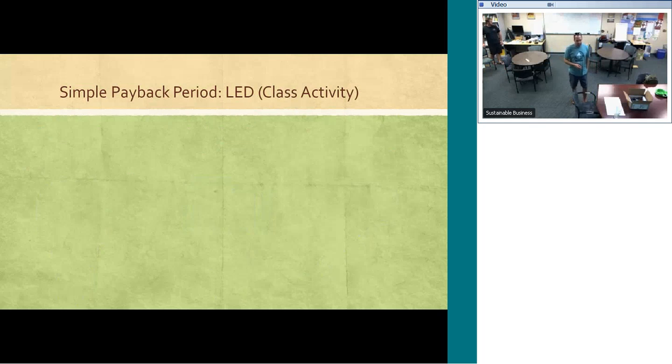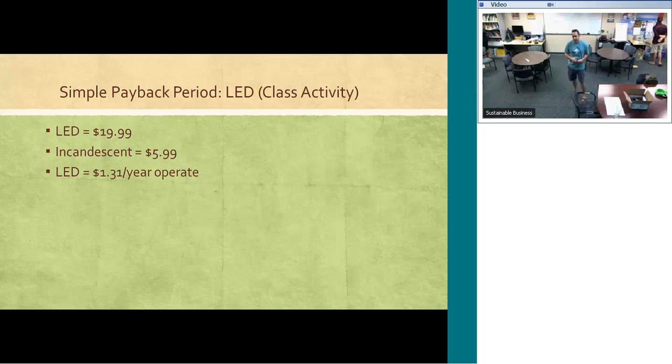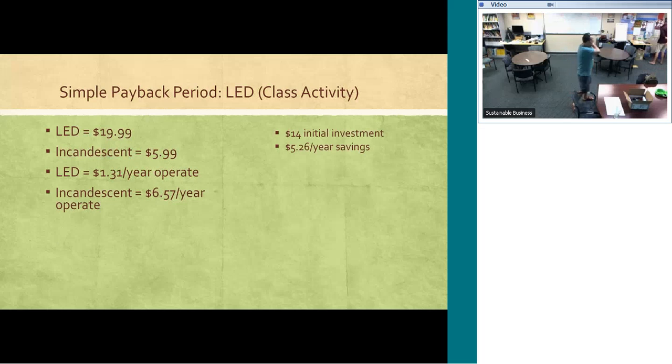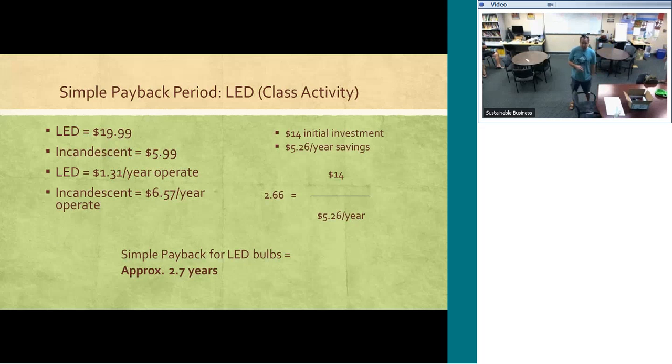Now we'll determine the LED payback period. Remember the LED was $19.99. The incandescents were $5.99. The LEDs cost about $1.31 a year to operate, and the incandescents will cost $6.57 a year to operate. So your metrics are your $14 initial investment and your $5.26 a year in savings. $14 divided by $5.26 a year equals 2.66. So the simple payback period for your LED bulbs is about 2.7 years.